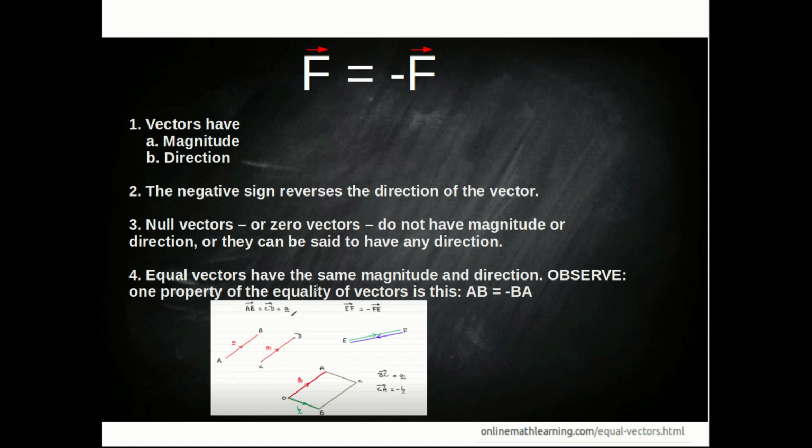One property of the equality of vectors is AB equals negative BA. So if you switch the starting and end point and then switch the sign, you still have equal vectors. But that works with the null vector. We can say that a positive and negative null vector are equal because the starting and end points are the same. So we can actually switch them, put the negative sign, we're still going to get equals.